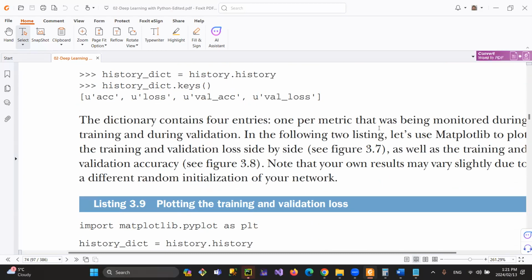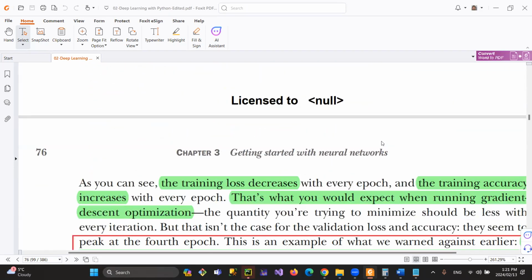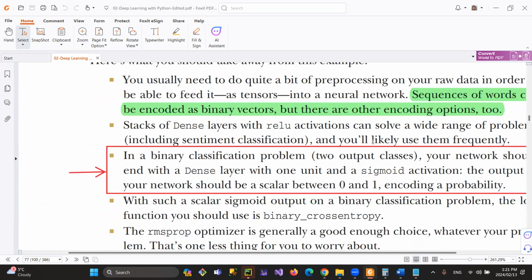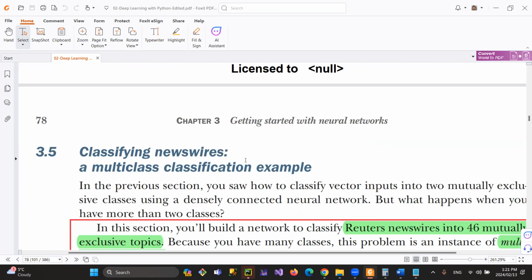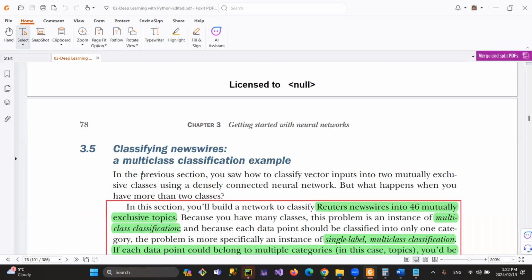Okay, now we start a brand new example, and that is a multi-class classification example. What is the meaning of multi-class? It means we do not have only binary classification, true, false, 0, 1, cat, dog. We have more than two. And is it a single-label or multi-label classification? Look at this one. It says that in the previous section, you saw how to classify vector inputs into two mutually exclusive classes using a densely connected neural network. But what happens when you have more than two classes?